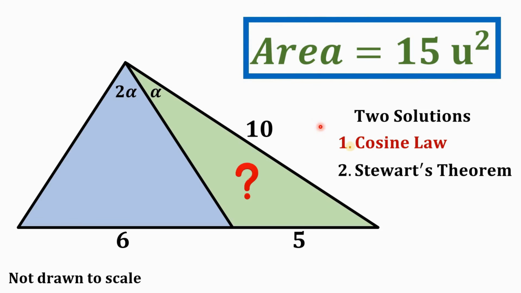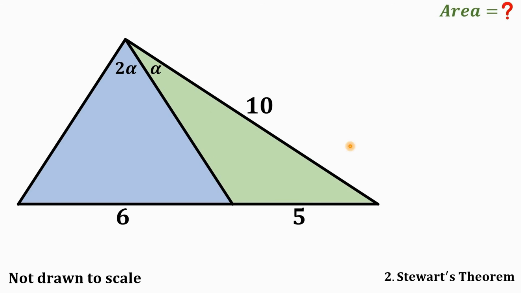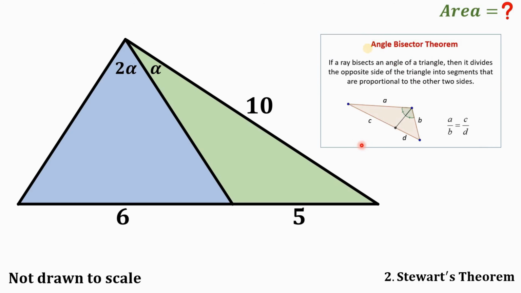Now, let's have our second solution using the Stewart theorem. But before we use the Stewart theorem, what we need is this concept, the angle bisector theorem. Take note, this is 2 alpha. So why not? Let's divide this into 2 equal angles. We have alpha and alpha. And again, suppose that we don't know that this blue triangle is an isosceles triangle, because we don't assume unless stated. So let's call this segment x, and the other side simply equal to 6 minus x.